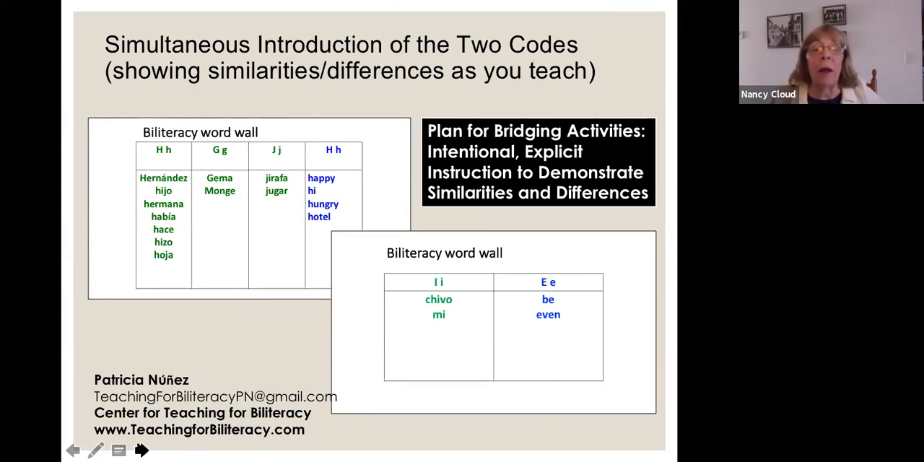So you might have, if English and your partner language share an alphabet, which is not the case for Arabic, which is not the case for Chinese, you want to show how letters in English function either the same or differently than the same letter in the partner language. So here we know that the H in Spanish is silent: Hernandez, hijo, etc. And that if we want to make an aspirated sound, we need to use a G or a J: jirafa, gema. And then happy, high, hungry, those are aspirated in English.